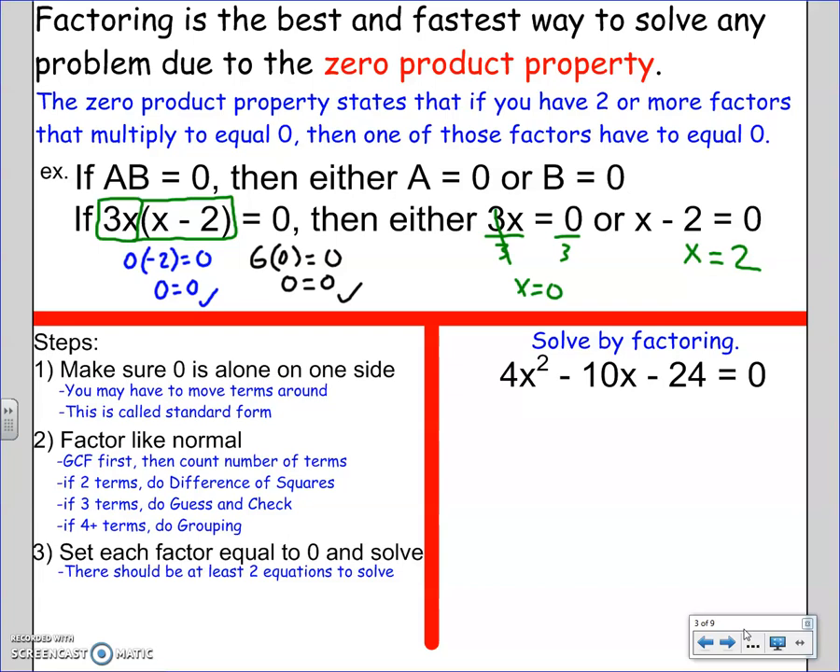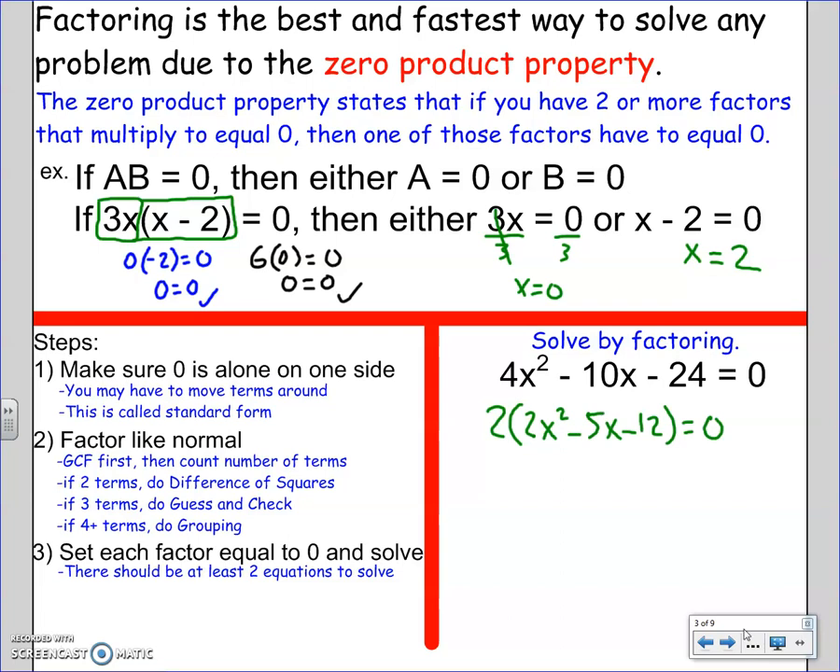Alright, so this bottom right, here's the problem. It does not take much space. Again, it's really short and fast. Solve by factoring. It is in standard form. There's 0 on one side. I'm going to do GCF. I notice that they're all even. I can take out 2. What's left over is 2x squared minus 5x minus 12 equals 0.